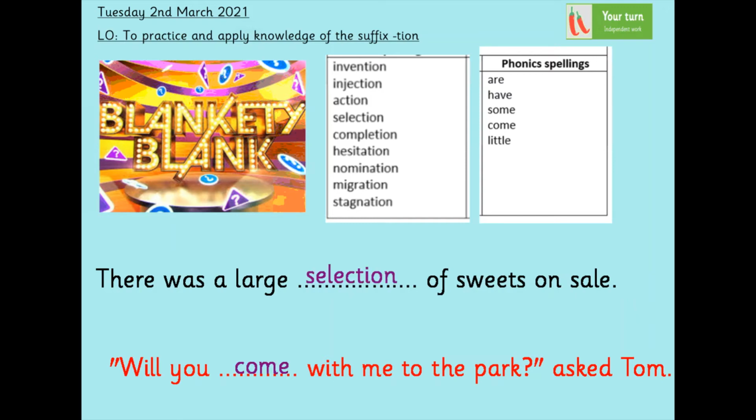Let's check together. So the first sentence was selection. There was a large selection of sweets on sale. And the phonics sentence was, will you come with me to the park? Asked Tom. So the blank words were selection and come. Are you getting the spellings correct, everybody? Let's go on to the next one.